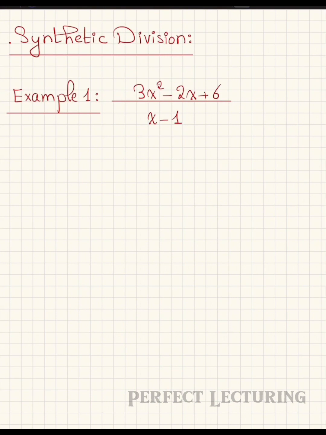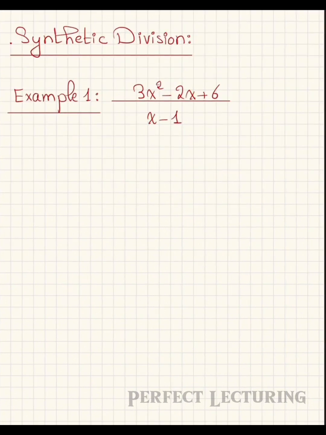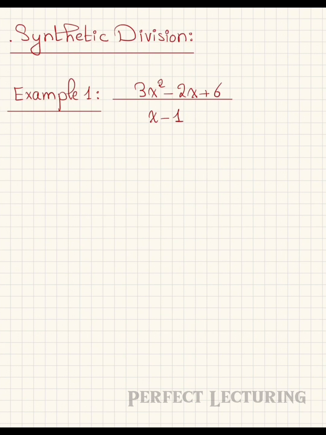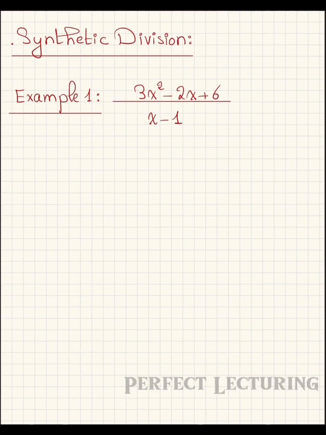So the degree of the divisor must be 1. That is a linear factor. And the coefficient of the highest exponent, which we call the leading coefficient, has to be 1. Otherwise, it doesn't work. So I have to make sure that the divisor is linear and the coefficient of x is equal to 1. If these conditions are satisfied, let me show you how to place the terms here.